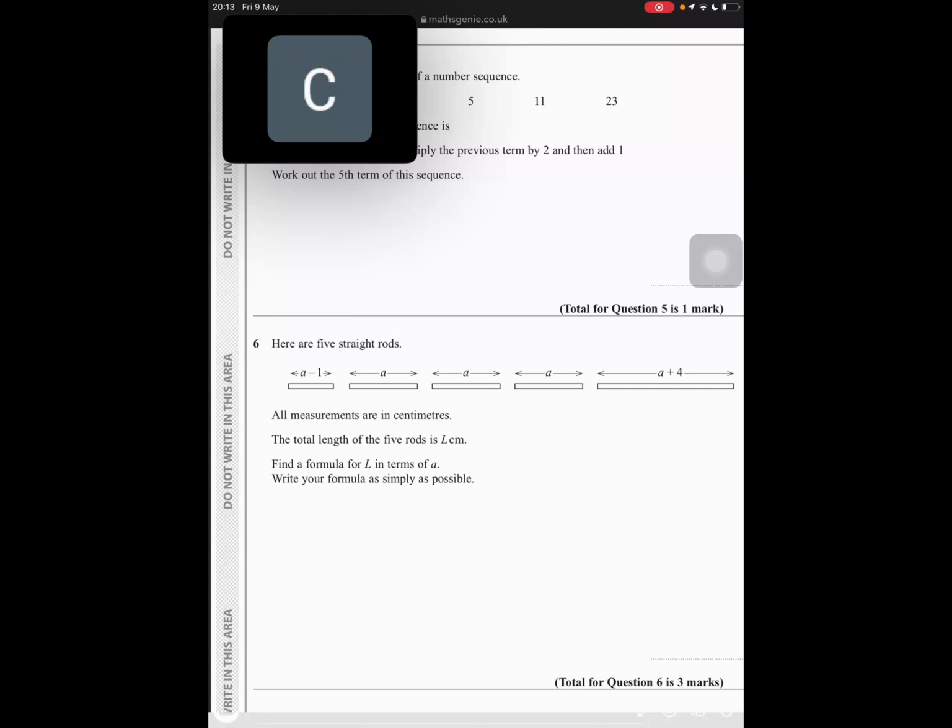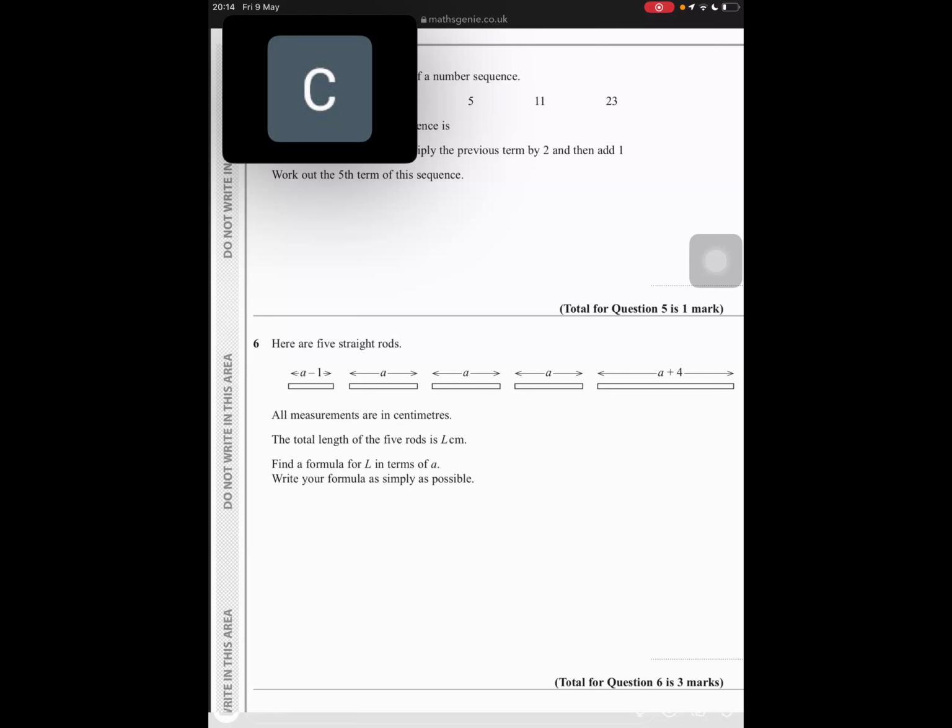A minus 1 plus A plus A plus A plus A plus 4. If you sum up all the A's there, I have 1, 2, 3, 4, 5. So the summary of this formula is going to be 5A. You have minus 1, you have plus 4. Minus 1 plus 4 will give you 3. So that's going to be 5A plus 3 equals L.